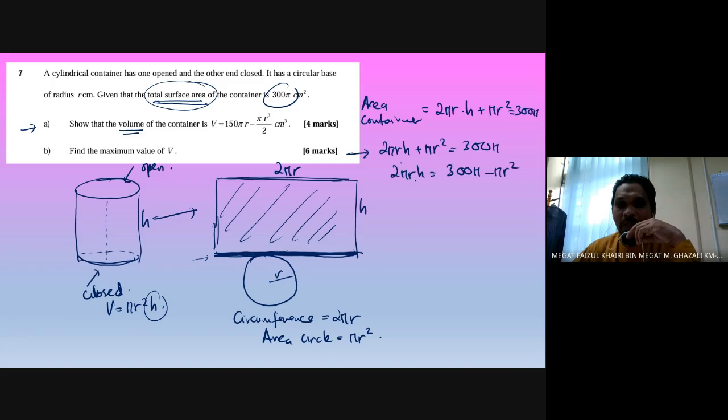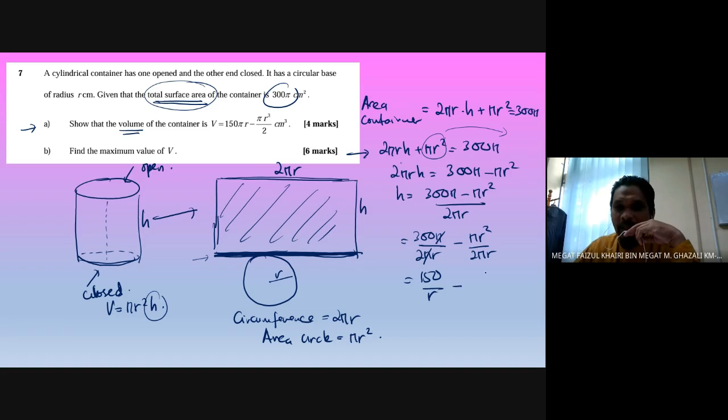Okay, so now 2 pi r h equal to 300 pi minus pi r square. Bring this to the side, and then h equal to 300 pi minus pi r square divided by 2 pi r. So 300 pi divided by 2 pi r minus pi r square divided by 2 pi r. Pi with pi, 300 divided by 2 is 150 divided by r, minus, pi with pi, r divided by r, so r divided by 2.